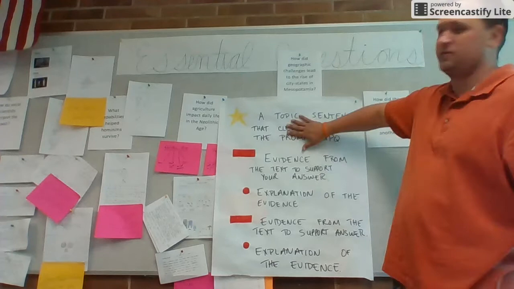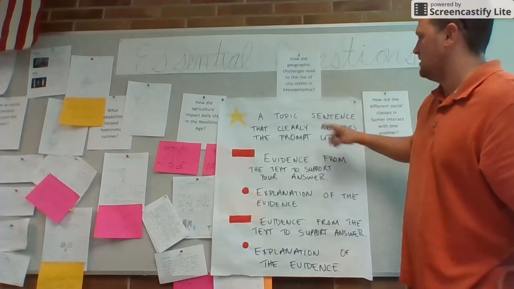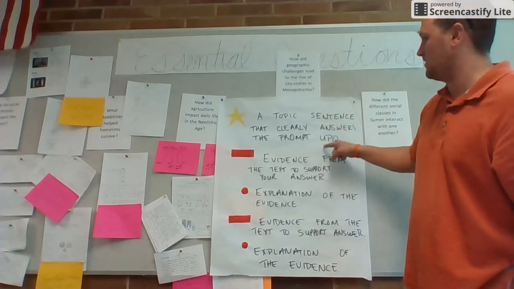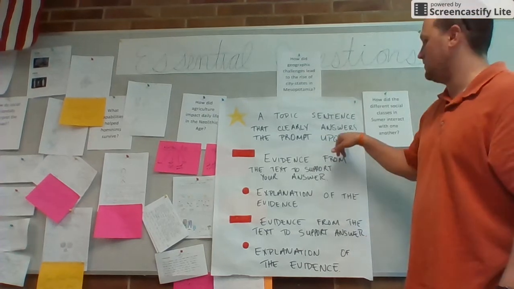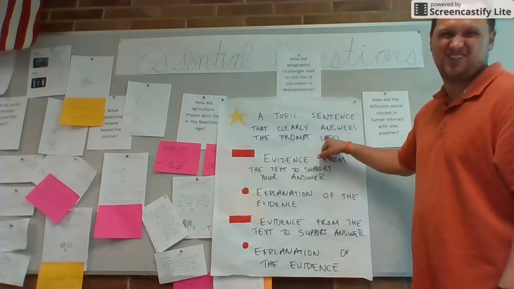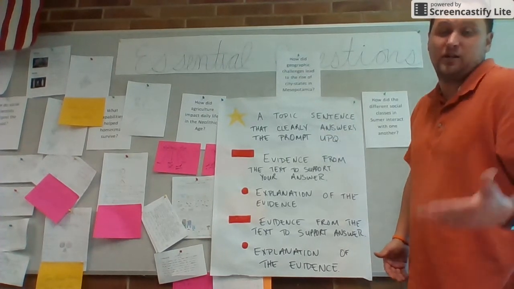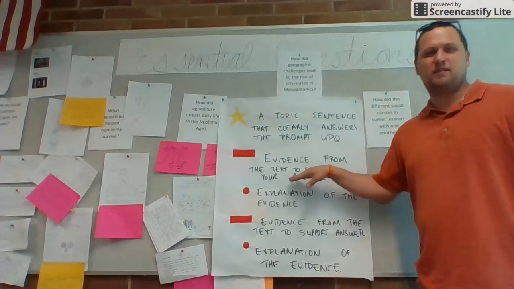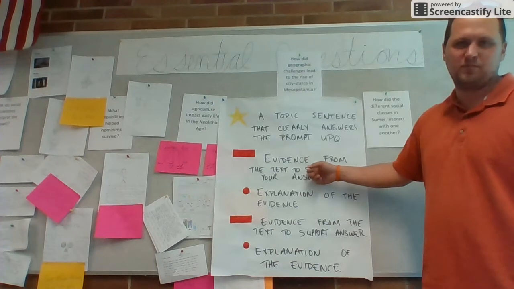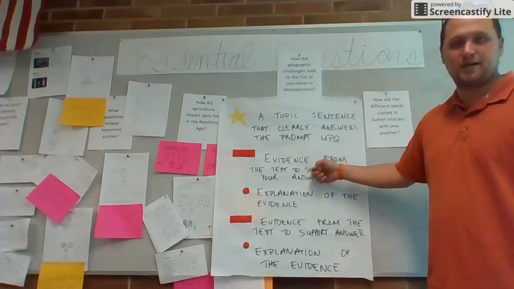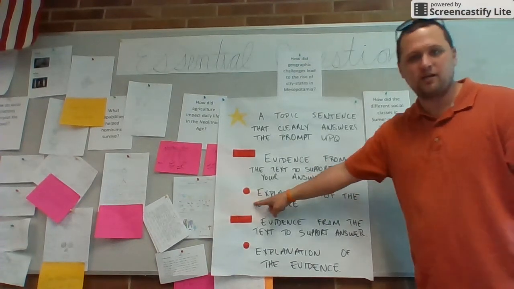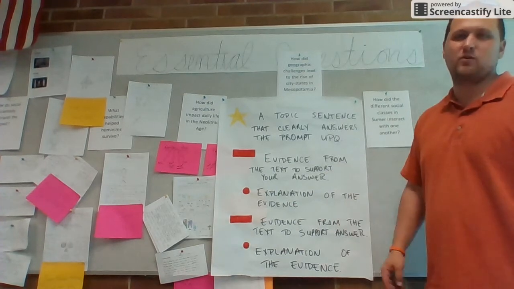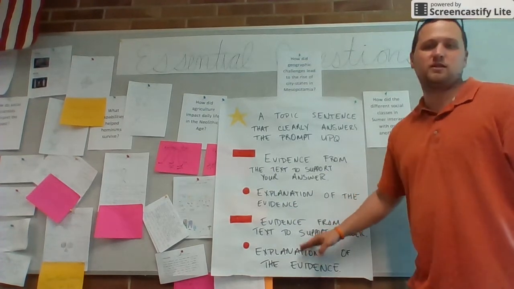Every extended response will have a star idea, which is a topic sentence that clearly states the prompt and uses part of the question. You need to know what you're answering in order to do this, but using part of the question will be very helpful. Then you need some evidence or an example from what you read. Then you need to explain why that evidence is important or why you chose it. And then you need to do that process again.